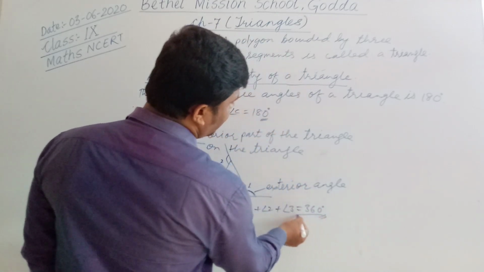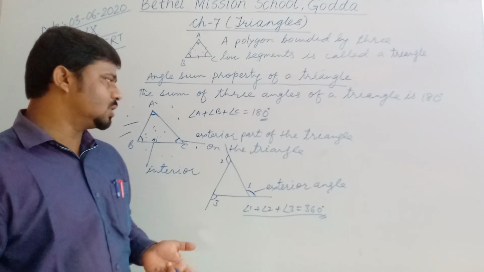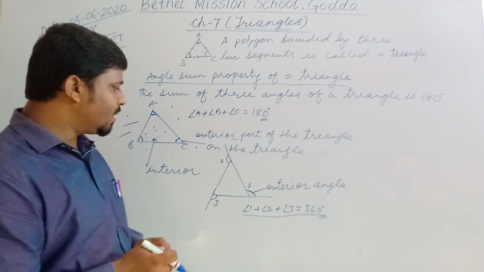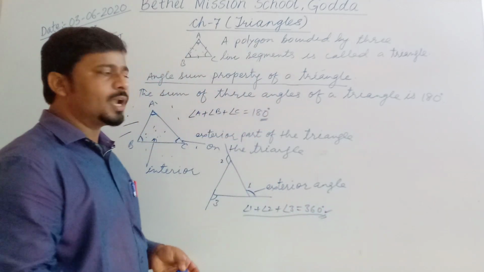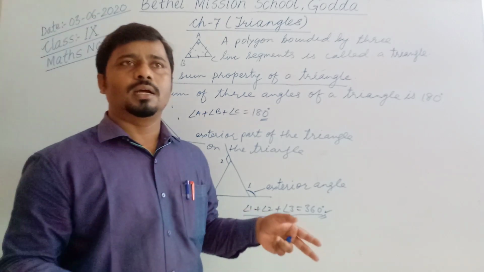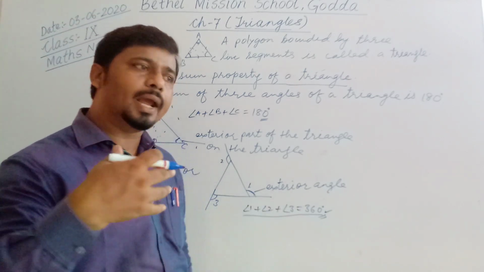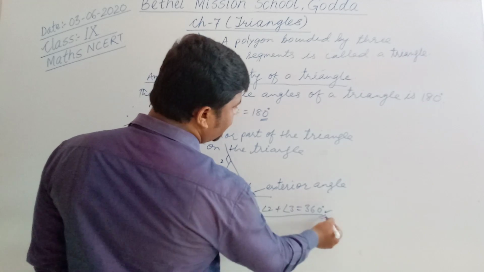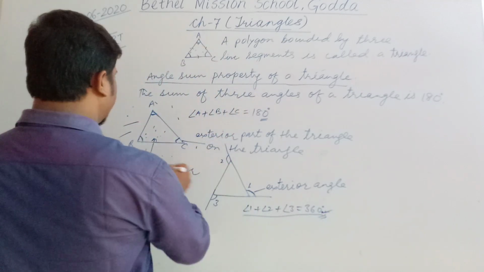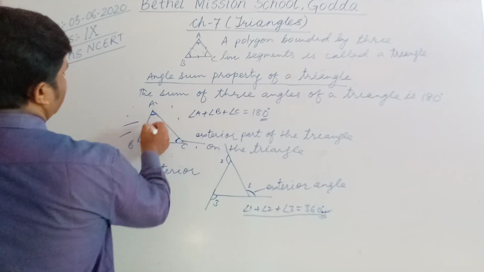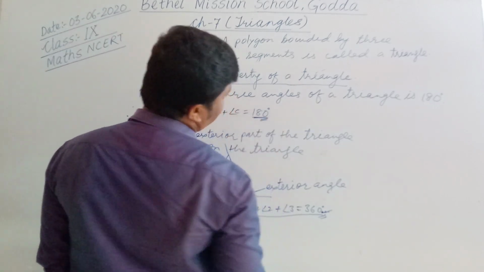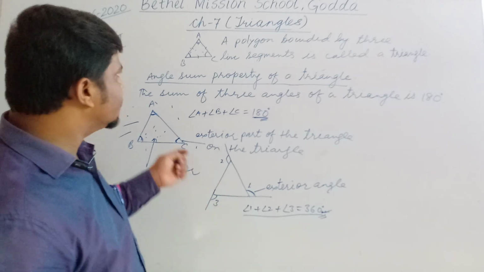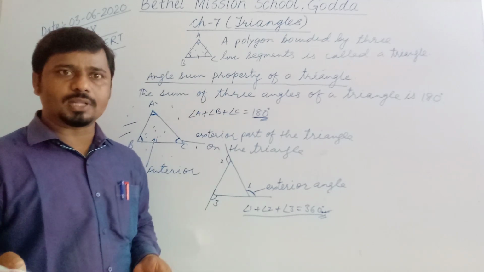And this property is true for all the polygons. Means for all the polygons, the sum of exterior angles will be only 360 degree for any polygon, either triangle or quadrilateral or pentagon, hexagon, any type of polygon. Means their sum of exterior angles will be 360 degree only, and the sum of interior angles of the triangle will be 180 degree. So these were some properties, and one more property is there, that is the exterior angle property. We will discuss that property also. Let's see.